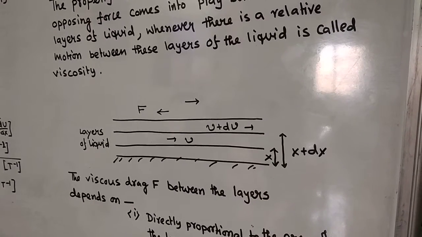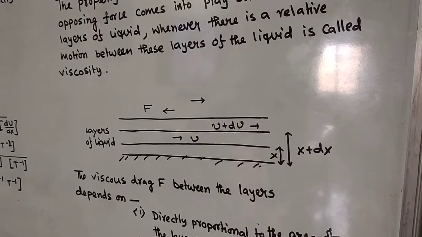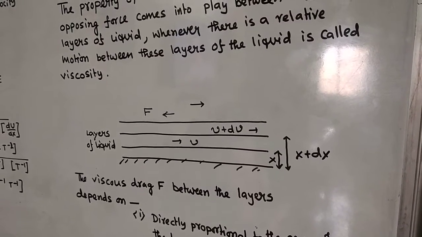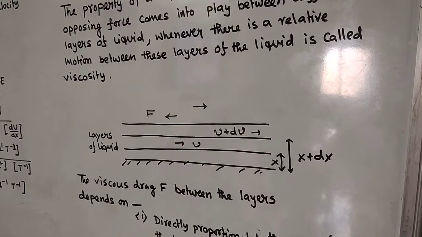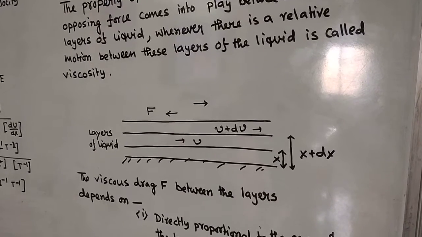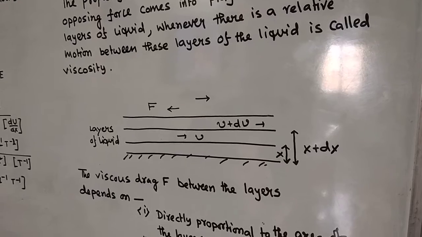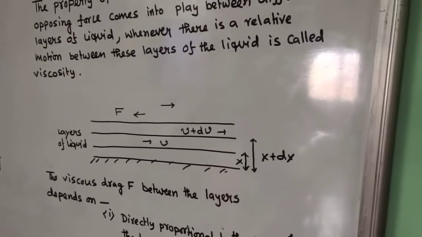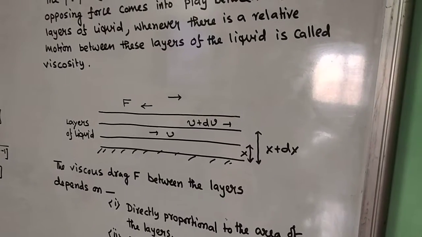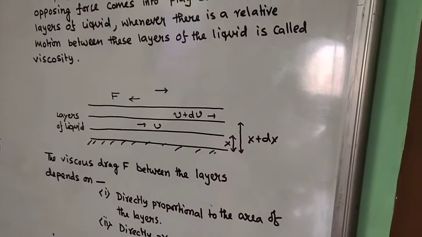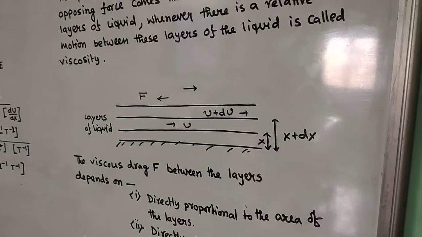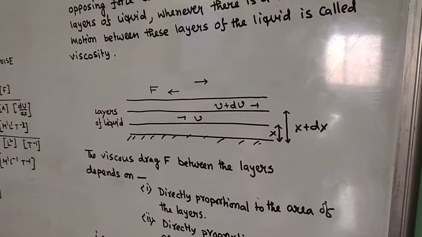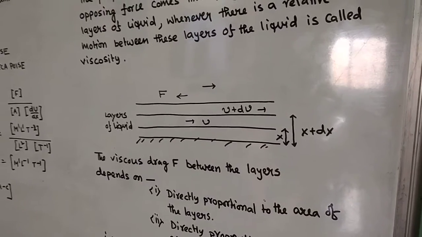Now if you consider the layer just above the layer which is moving with velocity v, there is a force between like molecules. As the force is weak between like molecules, that's why it moves with higher velocity. So as we move up from the fixed surface, definitely the layer velocity also increases.